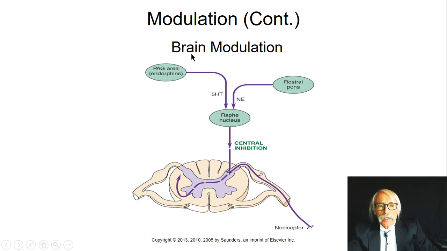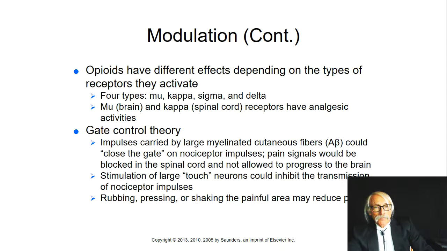So you have the PAG. That's where endorphins are generated. You also have 5-HT, serotonin. You have the rostral pons. Okay, this is in the CNS up here, right? The periaqueductal gray and the rostral pons. That makes norepinephrine. Goes to the Raphe nucleus. And then you get this descending central inhibition of this afferent neuron nociception. That's what we imagine is happening here. This is going down that, remember that, spinothalamic tract, right?